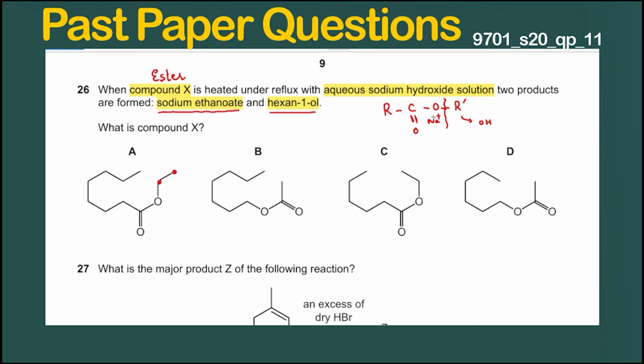Ethanoate must have CH3COONa. So we are not getting the same type of product here. On the other side, 1, 2, 3, 4, 5, 6, 7 and 8 carbons are here. So this is not the possible product.